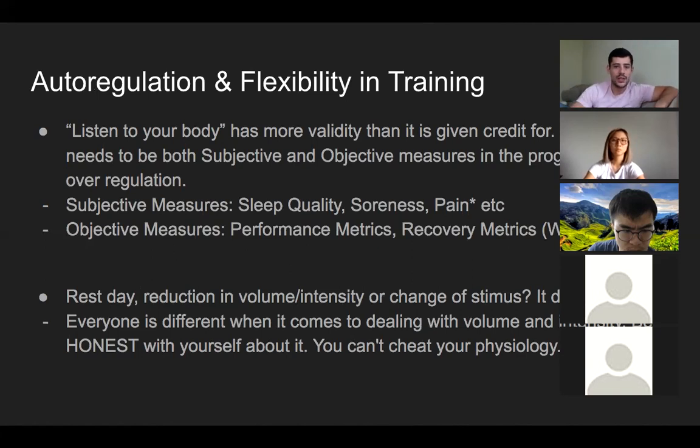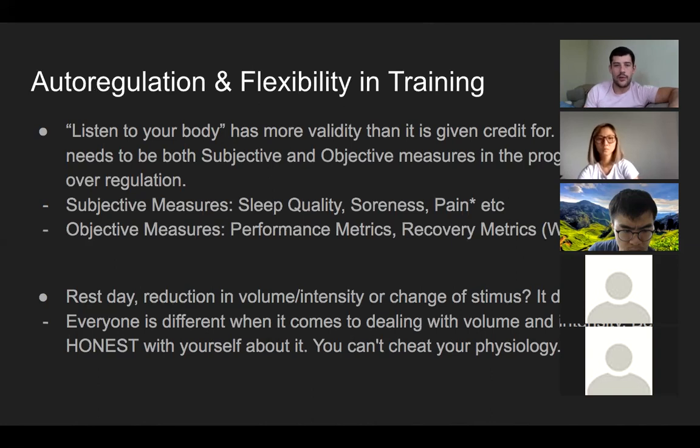So what we can use is your subjective measures. It's kind of how you feel. How did you sleep the night before? How sore are you? Have you got pain anywhere? How tired are you? They're good things to use. They're just feelings, right? That's kind of intuition. Then you've got your objective measures, which would be your performance measures and your recovery measures. So, for example, if someone uses the Whoop, that tells them what their recovery looks like. Again, they're useful guides, but they're not exactly accurate. So using them as a guideline alongside your subjective measures is quite useful.